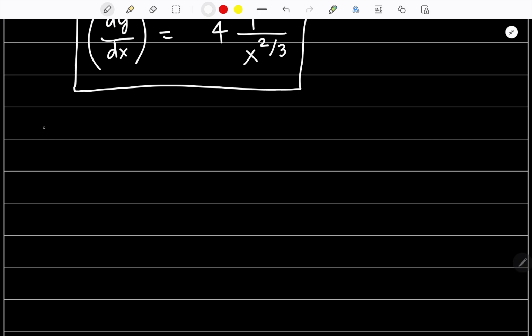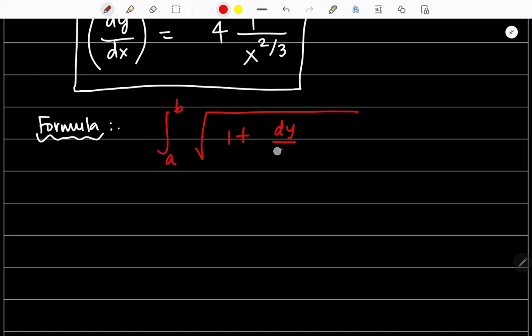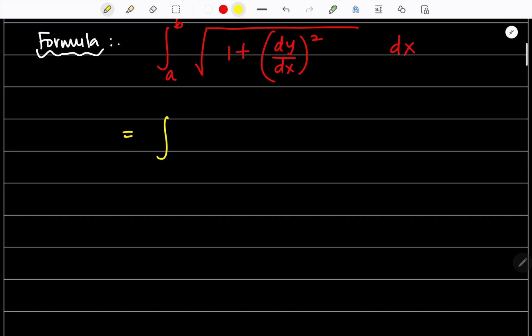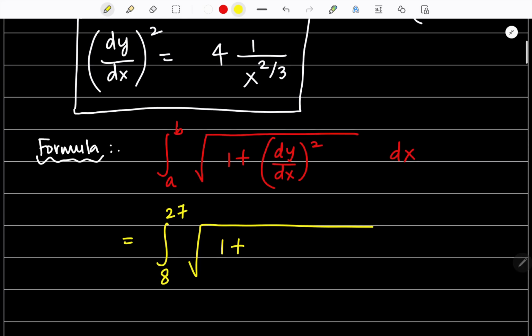So let's go to the formula. Again, I will write the formula: the integral from a to b of the square root of 1 plus (dy/dx) the whole square, times dx. So this equals the integral from 8 to 27, because this is the x limit, of the square root of 1 plus (dy/dx) squared, which I just calculated.